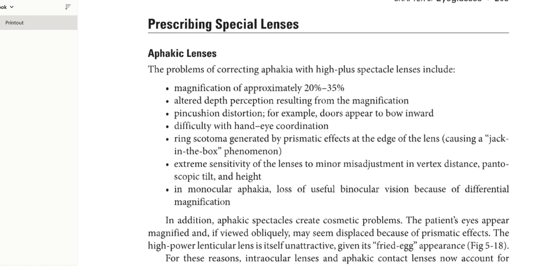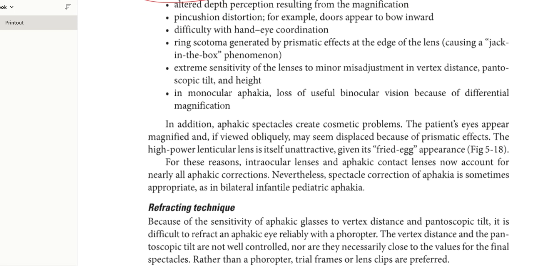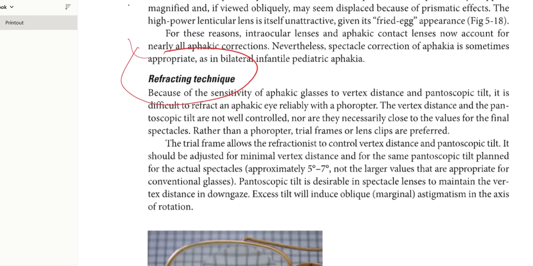Aphakic lenses, very important. Read the whole topic. Refracting technique, very important. Look here, this whole topic is important. Rather than a phoropter, trial frames or the lens clips are preferred.